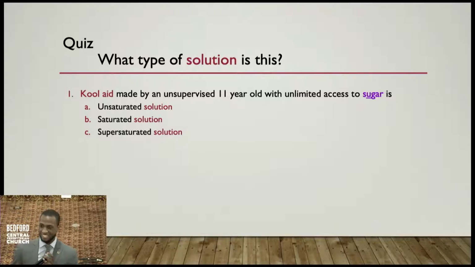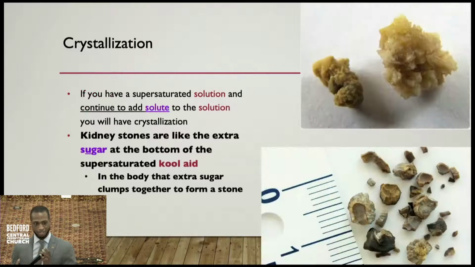So the reason why we had to go through all that is for something called crystallization. When you have a super saturated solution and you continue to add more solute, you continue to add more sugar to that Kool Aid, even though it can't hold any more sugar, you get something called crystallization. And that is basically what kidney stones are. Kidney stones are the crystallization of the solutes that are in your body.